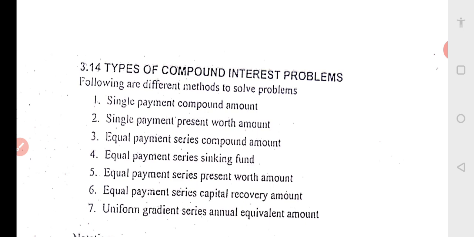The fifth one was equal payment series present worth amount. In this we saw that there is some saving, so I have to make some investment. If I want to make an investment at some interest rate, because I want some returns also, no? And please understand, returns will be higher. So I want some returns.